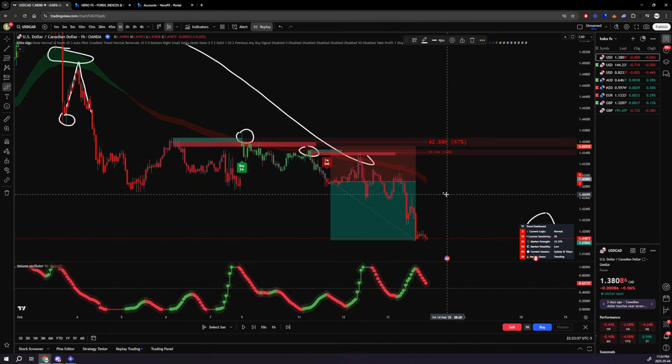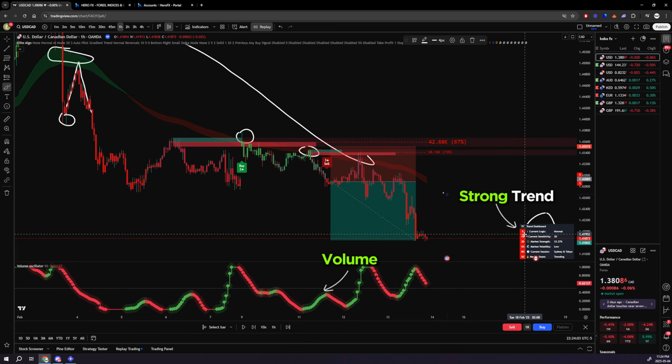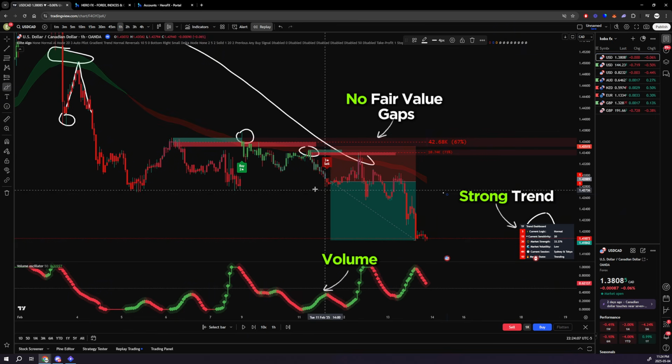And just like that, this would have been another good trade that we would have taken, because we understand that we had volume at the time of the signal. We had a strong trend on our side. And again, there were no fair value gaps that would go against us in this scenario.